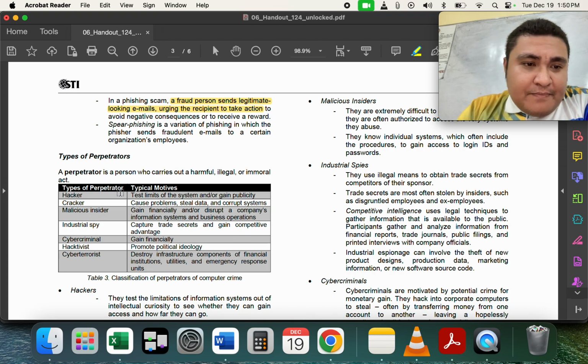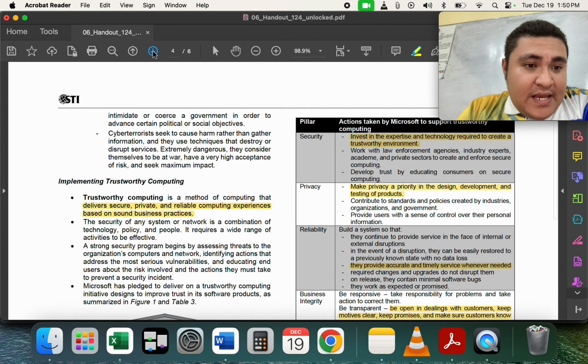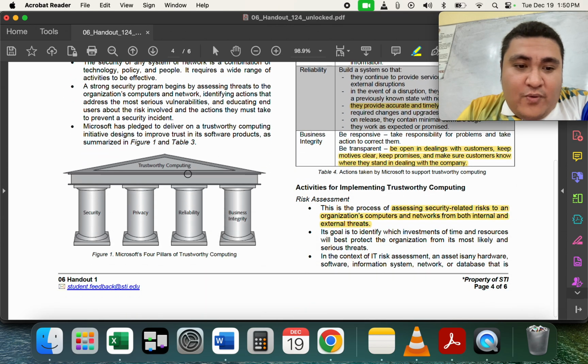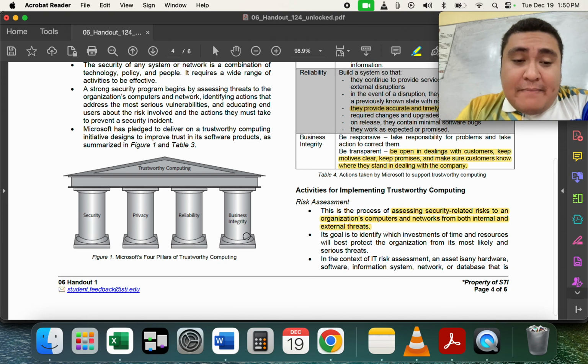So those are the perpetrators, okay, who carry out harmful, illegal, and of course immoral acts towards other people. Now, how do we prevent this? We have what you call trustworthy computing, and actually, this is best implemented by Microsoft. If you look at this figure, it is illustrated or used by Microsoft.